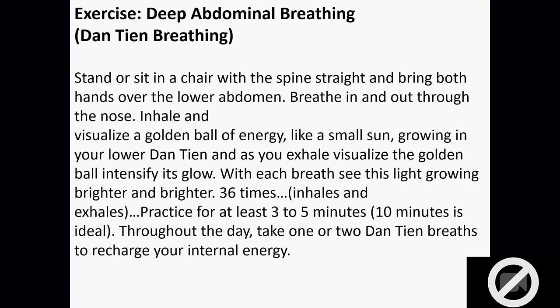Breathe in and out through your nose. Inhale, and visualize a golden ball of energy like a small sun growing in your lower DTN. And as you exhale, visualize the golden ball intensifying its glow. With each breath, see the light growing brighter and brighter. 12 times instead of 36, inhales and exhales. Practice for at least 3 to 5 minutes. 10 minutes is ideal throughout the day. Take one or two DTN breathing exercises to recharge your internal system. All right, let's do this.